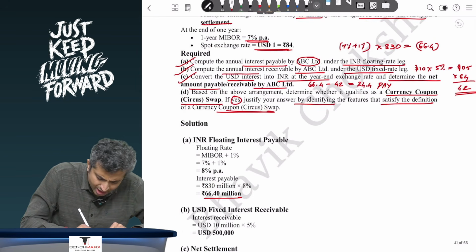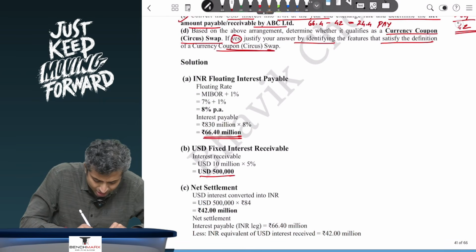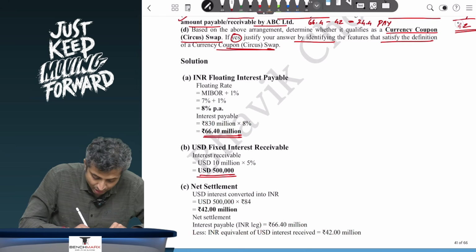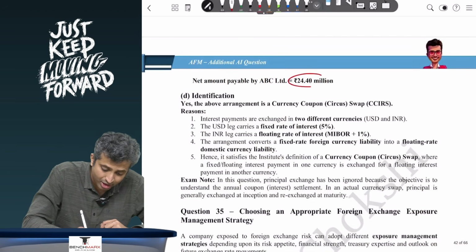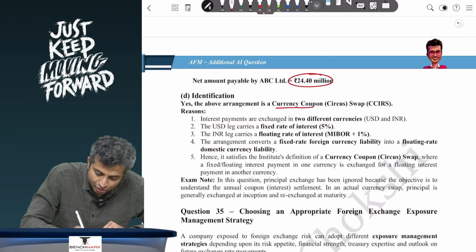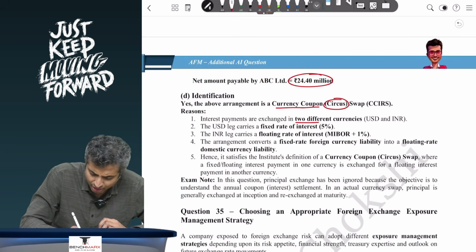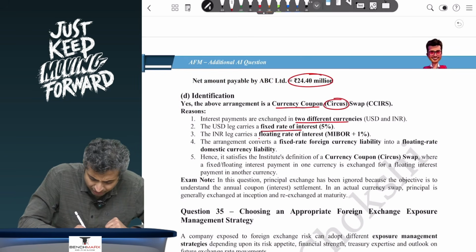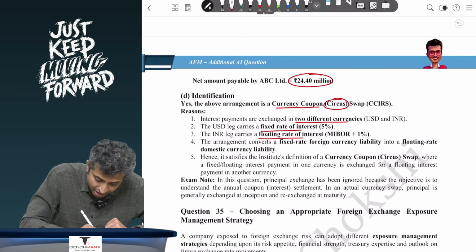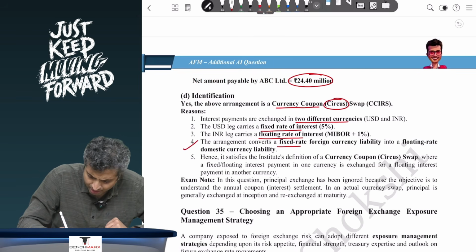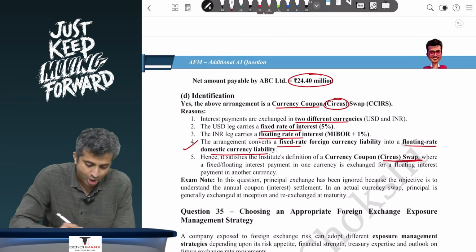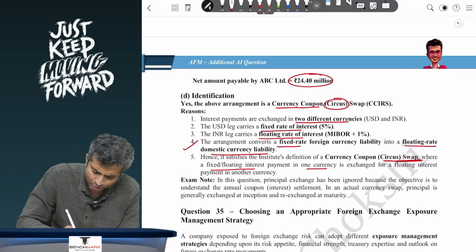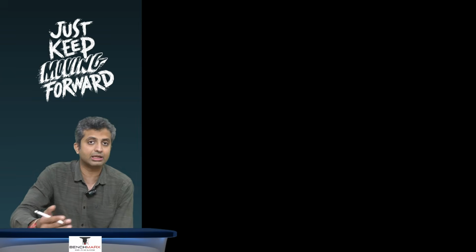So over here, let's say you will pay 66.4, you will receive 0.5 million. If you convert this into rupees at 84 rate, this will be 42, and hence the net settlement will be the difference between these two, which comes to around 24.4. And this meets the definition of a Circus swap, essentially because there are two different currencies involved. There's one fixed rate and floating rate, and the arrangement converts a fixed rate foreign liability into a floating rate domestic liability. So it meets the definition of a Circus swap, where a floating or fixed rate interest payment in one currency is exchanged for a floating payment in another.